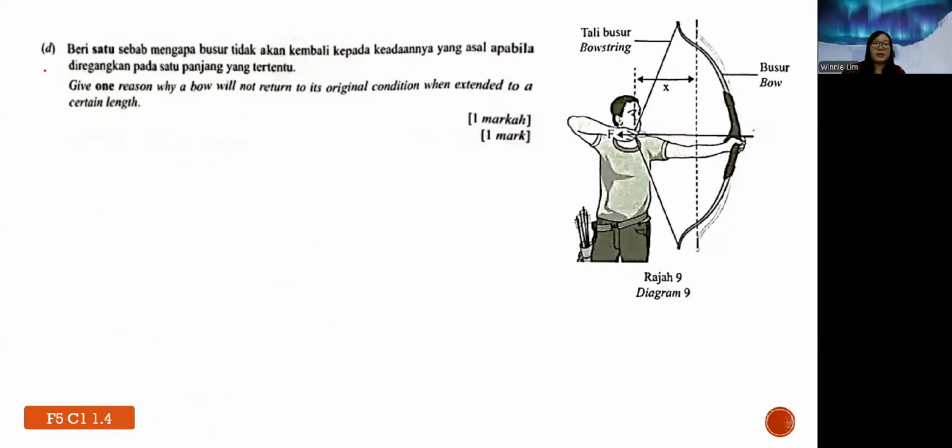Okay, then proceed to D. Give 1 reason why a bow will not return to its original condition when extended to a certain length. So you see, when you stretch too much, the bowstring already loses its elasticity, which means that it exceeds the elastic limit. So this is the answer that you can give.